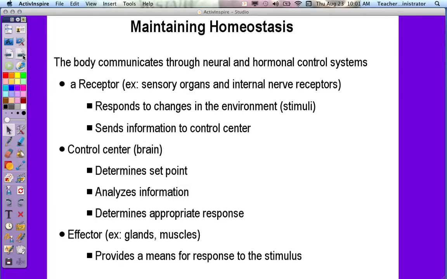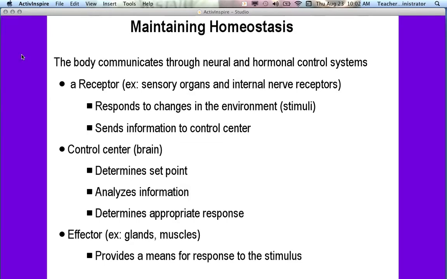So your body communicates through different responses, through your nerves, through your neural responses, and through your hormones also that are in your glands. So your receptor receives the information, it responds to the stimulus, it sends that information to the control center. The brain decides what should be done, determines the set point. It then sends a message that's the appropriate response out to the effector organ, typically a gland or a muscle, but can be other organs as well. And now you have your ability to truly respond to that stimulus.